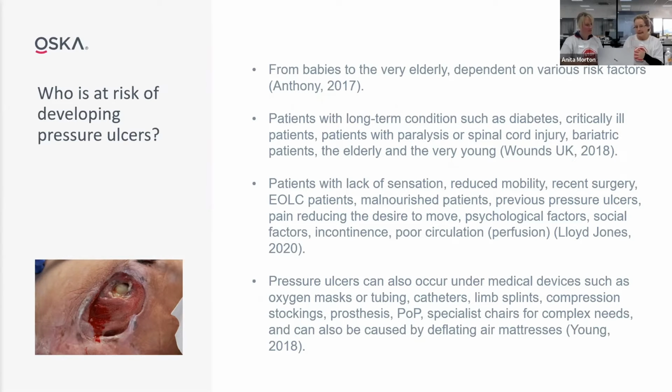And they're the hidden things that we need to be looking at. So we need to be reminding carers, or we need to be reminding family members to check those areas regularly.